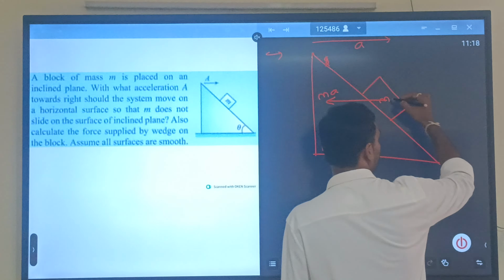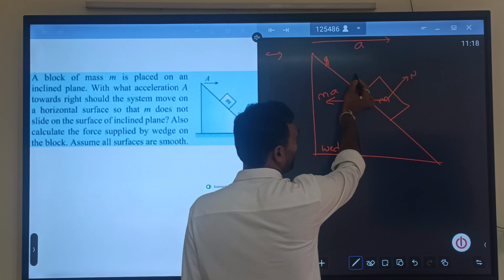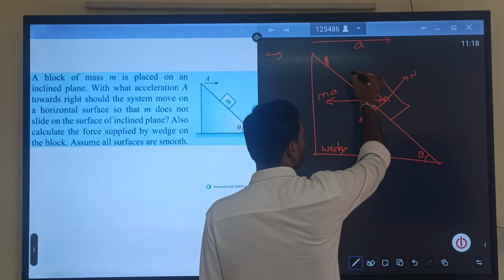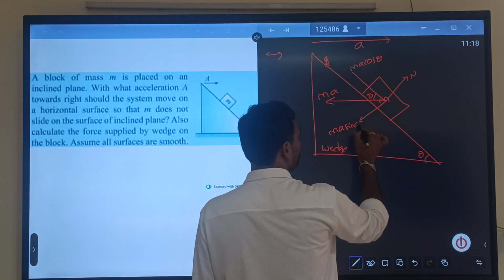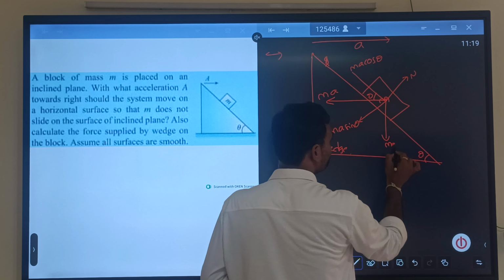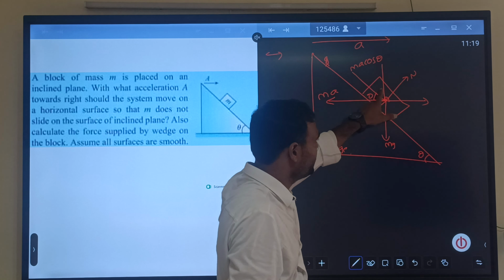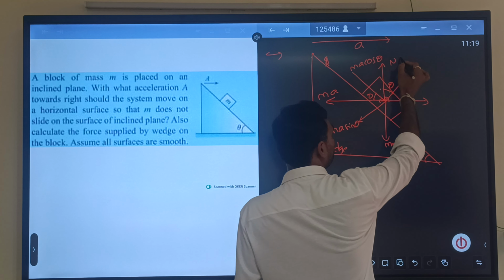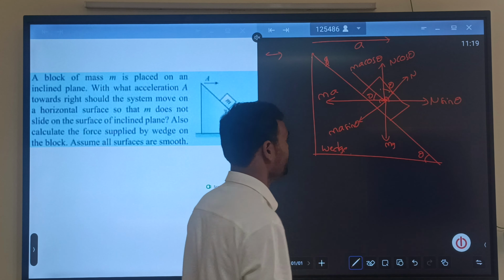And next, here the normal force is acting, and ma will have two components. This is theta, so this will be ma cos theta, this will be ma sin theta, and here mg will act in the downward direction, right? And normal, see very carefully, if this is theta then obviously this will be 90 minus theta, and again this will be theta, so it will be N cos theta, it will be N sin theta, right?